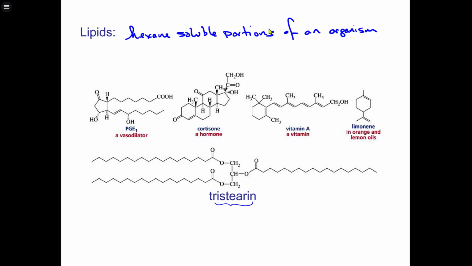And what people really think of as lipids are things like the triglycerides. In biology, we talk about glycerides or glycerols and phospholipids. That's typically what people think of as lipids. But in fact, there are a lot of different kinds of compounds. Just some examples here showing you the diversity of structures: prostaglandins control inflammation and bleeding in response to damage to cell membranes, and then cortisone hormones, vitamin A, and limonene. These are all different kinds of structures that are considered to be lipids.